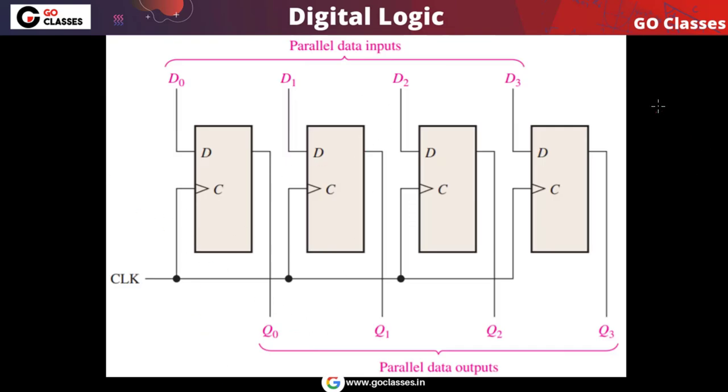So basically we have implemented a parallel in, parallel out register. In a parallel in, parallel out register, we can store the data in parallel, and we can read the data in parallel. Because we have 4 flip-flops, we can store 4 bits of data. So this is a 4-bit register, a 4-bit parallel in, parallel out register. This is our first register.